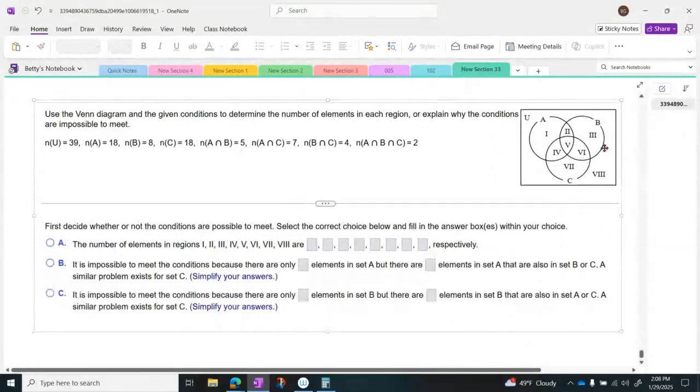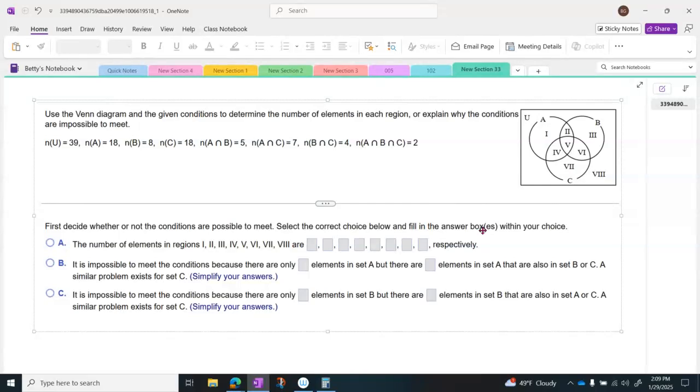Yeah, this Venn diagram on the top right also has three circles representing sets A, B, and C, and we have 8 regions. They use Roman numerals to represent the regions: region 1, 2, 3, 4, 5, 6, 7, 8. Those 8 regions are disjoint. None of them have any overlapping part with the other, so they are all disjoint. Together, they make the whole universal set.